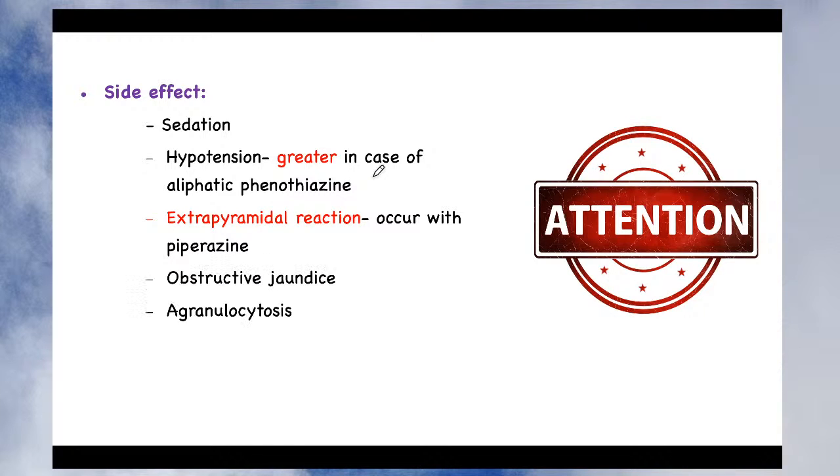It produces obstructive jaundice and agranulocytosis, which is very common, a decrease in the level of WBCs. So these are the different side effects, and lastly, it also produces a photosensitivity reaction. So if a person goes into the sun after taking this medicine, he may suffer from sunburn. So these are the different side effects related to anti-emetic drugs which block the dopamine receptor. And lastly, since it has action on the muscarinic receptor, it also produces dry mouth, that is xerostomia.